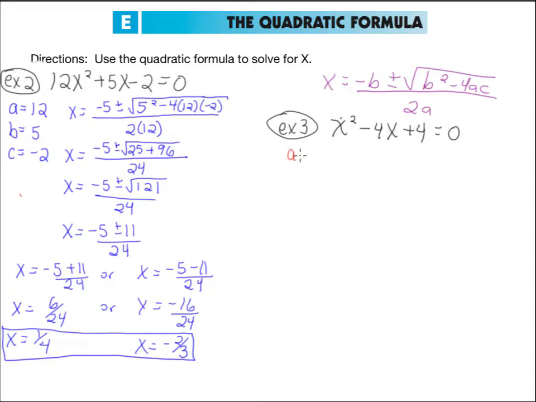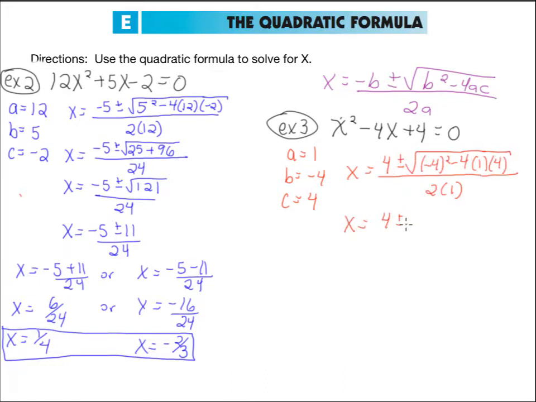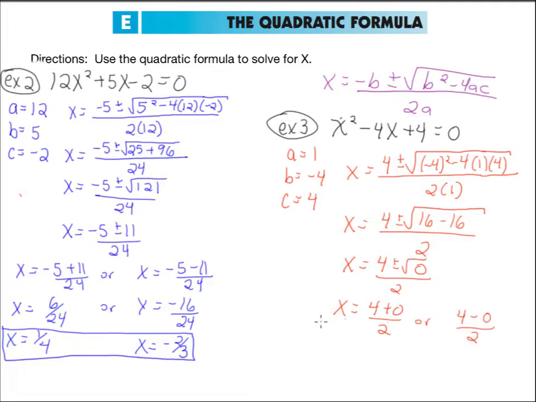Example 3: a would be 1, b is negative 4, c is 4. Then we substitute that into our quadratic formula above. Simplify the quadratic formula. x is equal to 4 plus or minus 0 over 2. Now when we do the plus or minus, we know that 4 plus 0 and 4 minus 0 are the same thing, so we only have to do one of those problems. We get one real repeating solution, because if I did work out 4 minus 0 divided by 2, I would end up with the same answer of 2. So it recurs twice, but we only say one real solution.